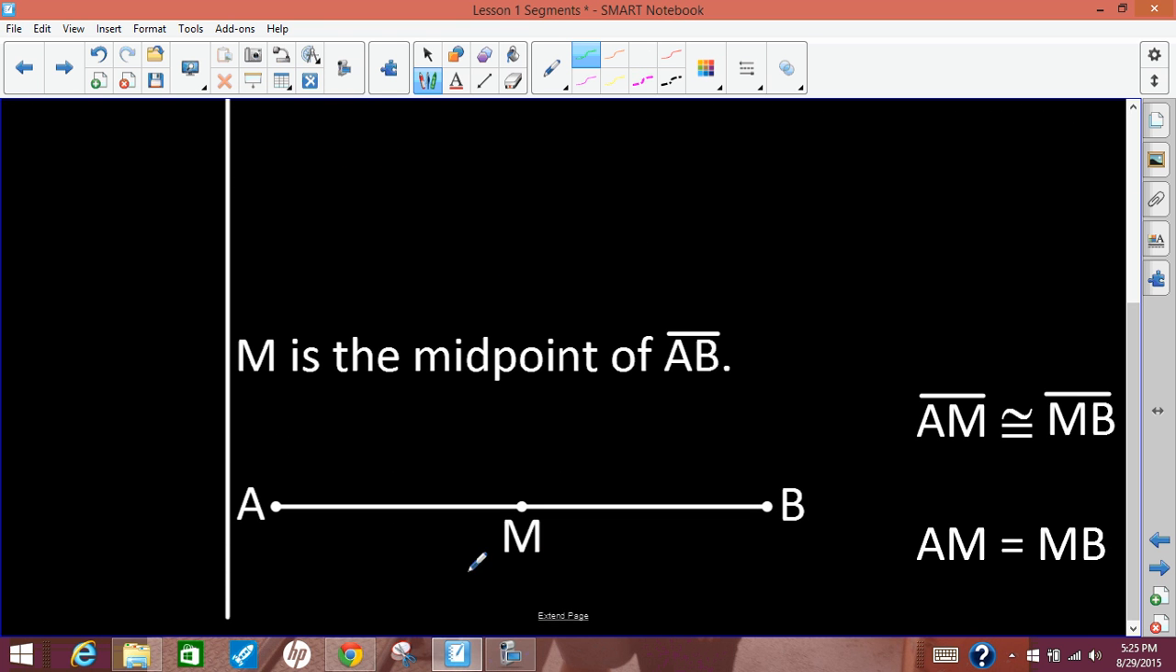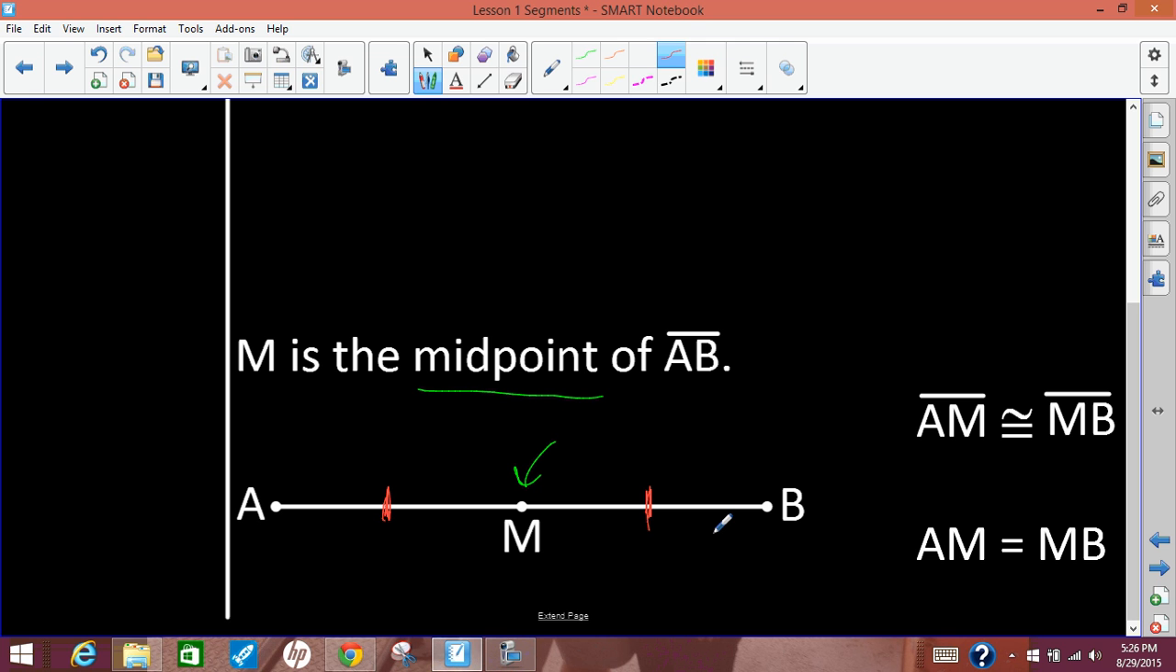So if I have this segment AB, and I have M, and I'm told that M is the midpoint, I know some things about this picture. I know over here that segment AM is congruent to segment MB. And remember, I can show that by putting those slashes there. I know that AM is congruent to MB.